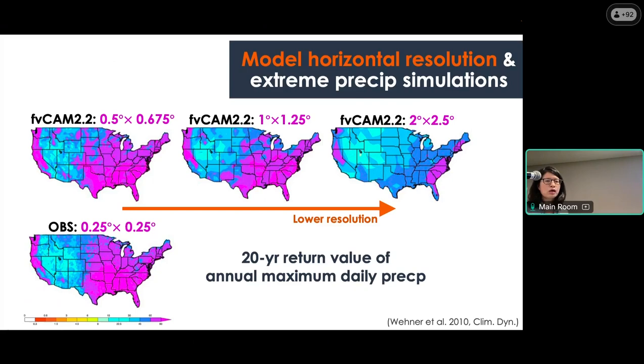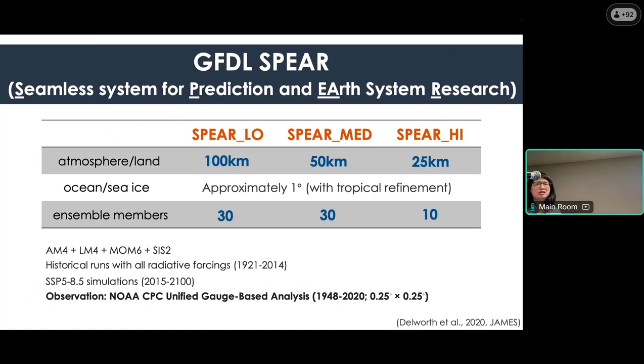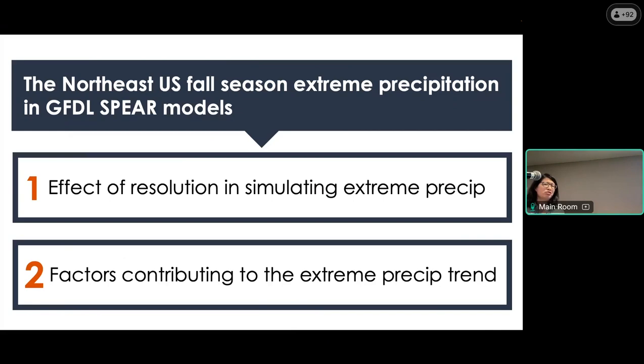At GFDL, we have these SPEAR models, and one thing about SPEAR is that it has three different horizontal resolutions in its atmosphere and land components. Different resolutions can be used for different purposes. For example, for the 25 kilometer SPEAR high, one of the purposes is to study extreme precipitation events. It's also nice that we have these models with three different resolutions, so we can check the effect of horizontal resolution in simulating extreme precipitation. The first part of this talk is to compare the performance of three SPEAR models in simulating extreme precipitation over the Northeast region.